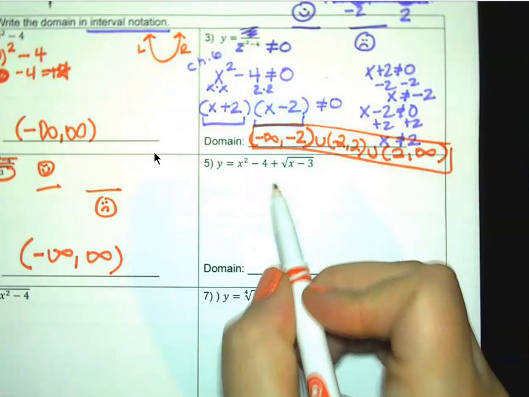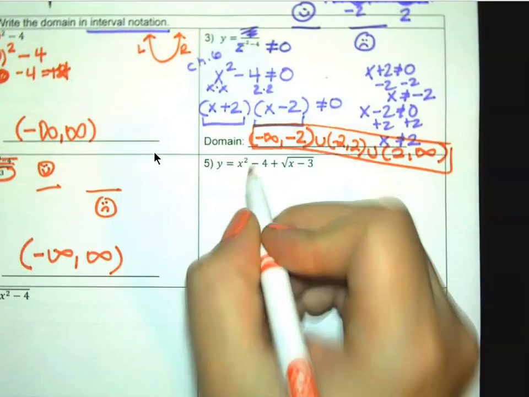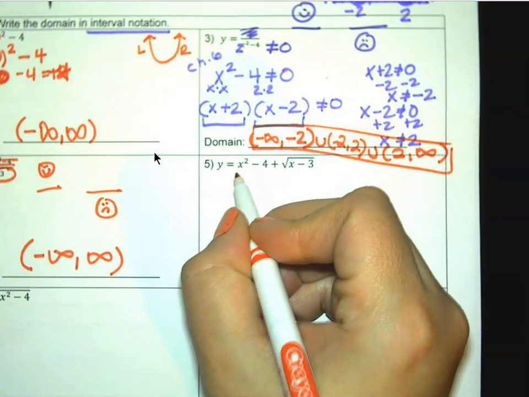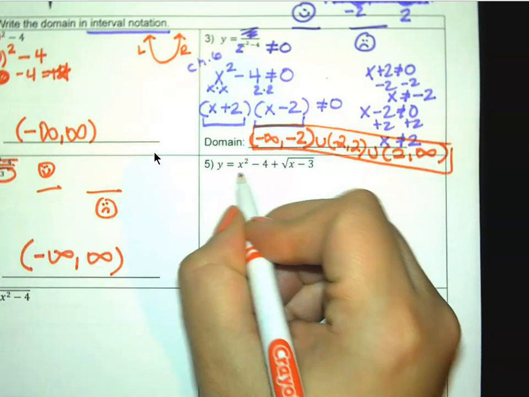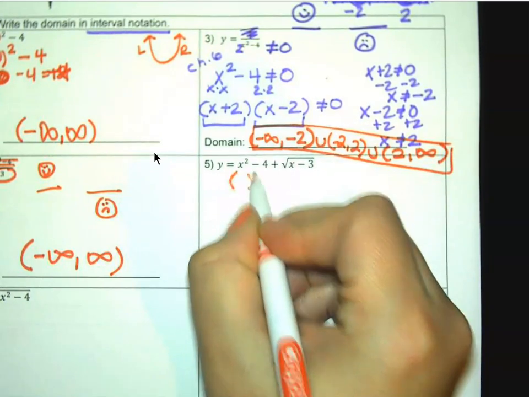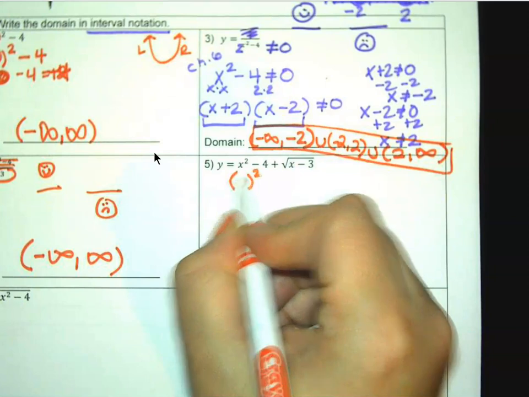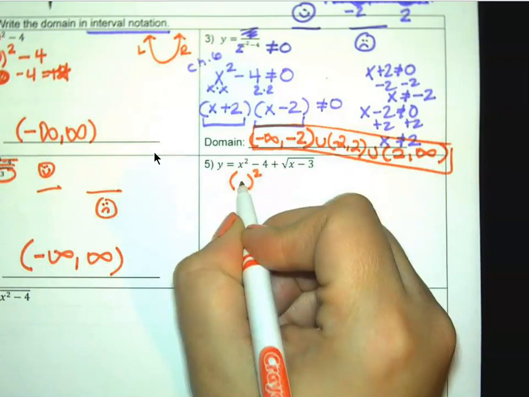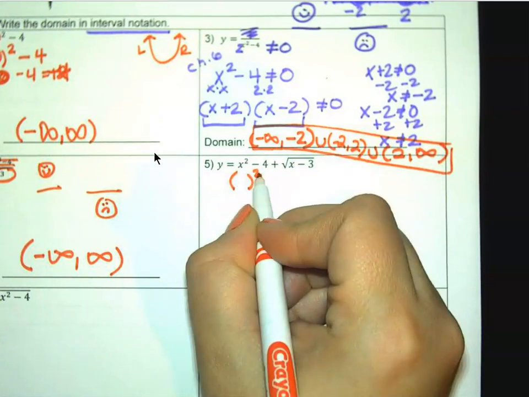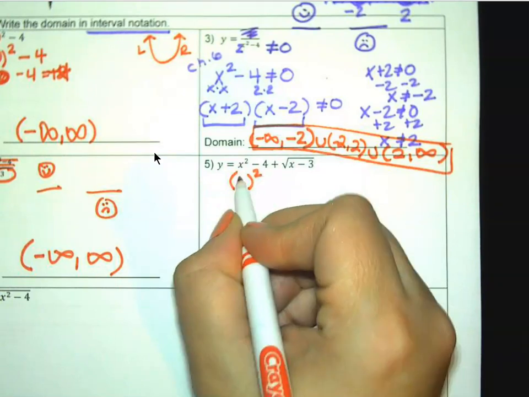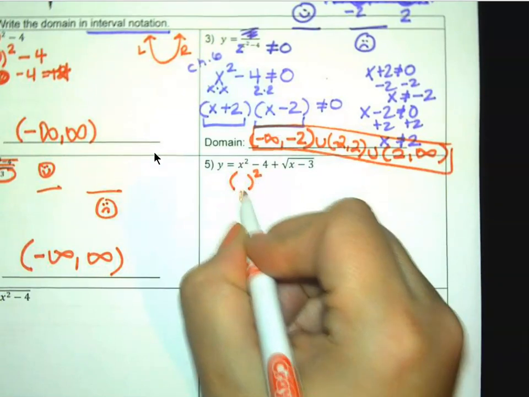Okay, so if we look at this one over here, domain is what can you plug in for X? What are all the possible X values? Well, this X right here is being squared, and any kind of number can be squared. A positive number can be squared, 0 can be squared, negatives can be squared, fractions can be squared, so any number.